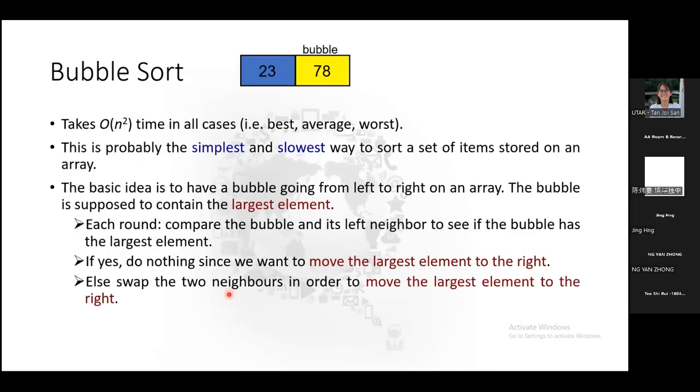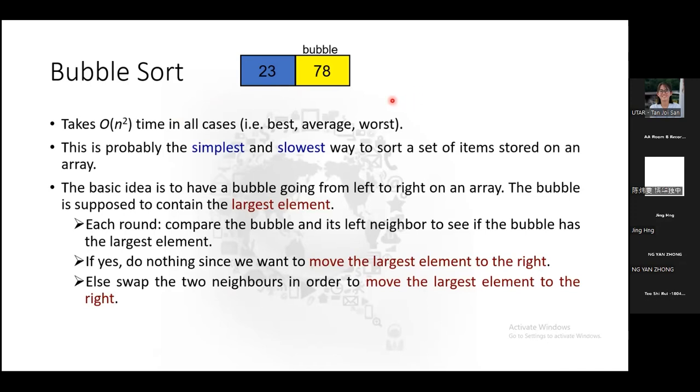Okay, first, let's look into bubble sort. Bubble sort takes O(n) squared time in all cases. This is probably the simplest and slowest way to sort a set of items stored in an array. In this workshop, we're going to use arrays to explain how the sorting actually works.